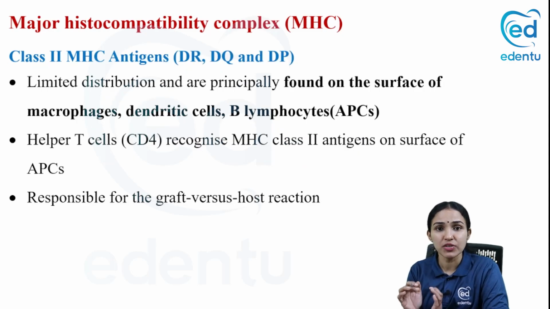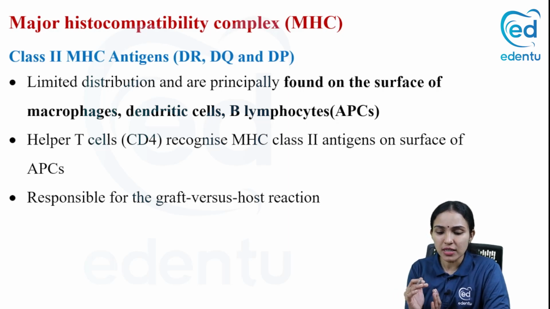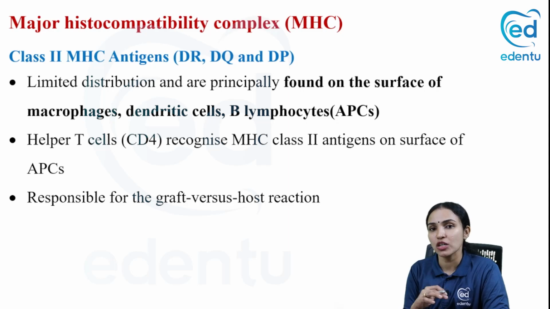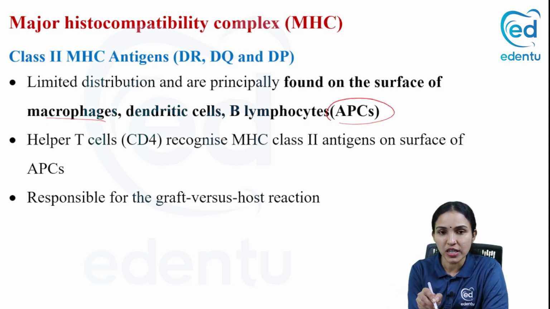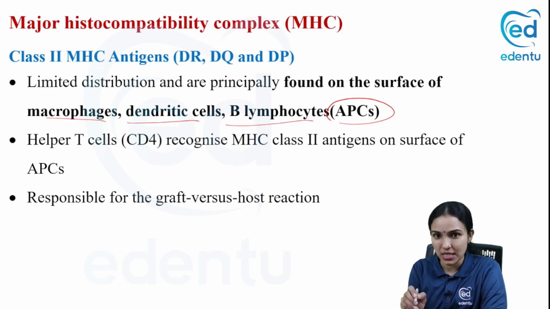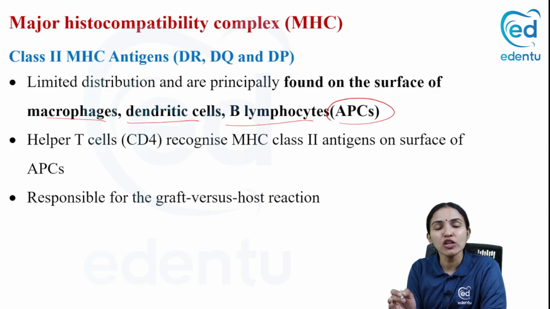Class 2 is in the region D, or you call it HLA DP, DQ, DR. They have limited distribution. Remember, class 2 is not as widespread as class 1. It's not present on all the cells. They are present only on the surface of specific cells which are called antigen presenting cells. So antigen presenting cells are the macrophages, dendritic cells and B lymphocytes. These 3 are the antigen presenting cells. This class 2 is present only on the surface of these 3 cells, and also some additional antigen presenting cells.